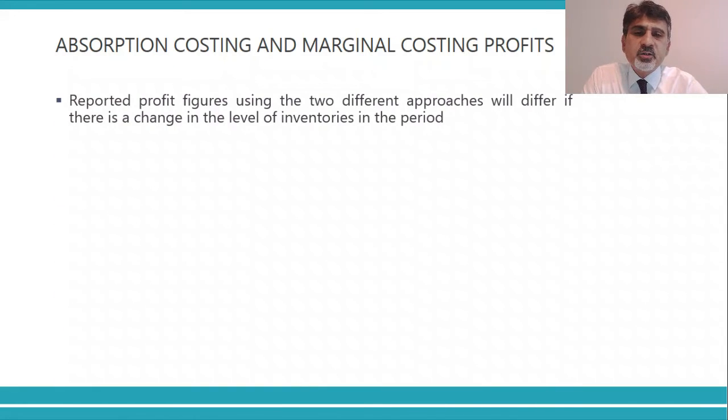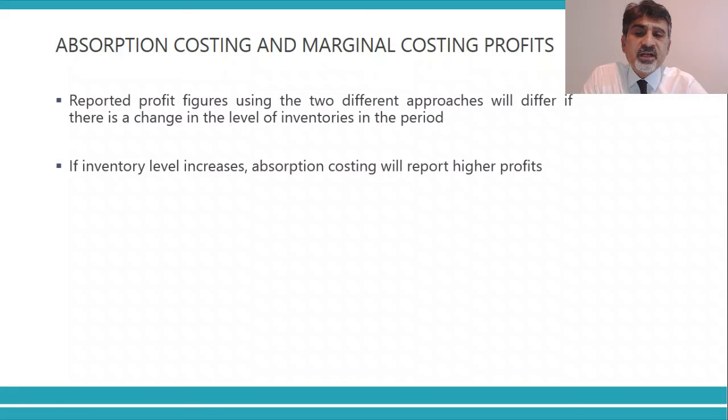Reported profit figures using the two different approaches will differ if there is a change in the level of inventories in the period. I explained to you that if opening and closing inventories are different, your profit calculation will also be different. If inventory level increases, absorption costing will report higher profit. Remember always, if closing inventory is more than opening inventory, then absorption costing profit will be more than marginal costing. Just in our example, our opening inventory was 0, closing inventory was 300. Because closing inventory was more, therefore our absorption costing profit was also more than marginal costing.